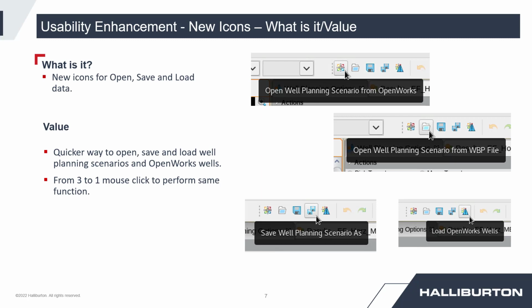There are 4 new icons in this new version. One for opening the well planning scenario from OpenWorks, another one to open a well planning scenario from a WPP file, an icon for save well planning scenario as, and another one to load OpenWorks wells. With the addition of these icons, users have a quicker and more efficient way to open, save, and load data. Now, instead of 3 mouse clicks, users can, in one click, perform this same task.